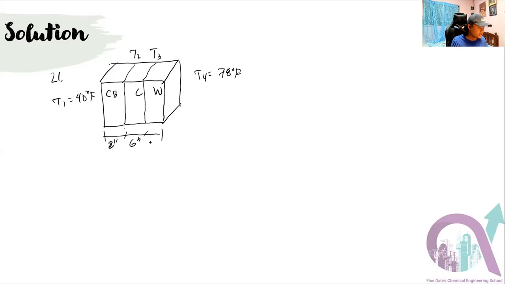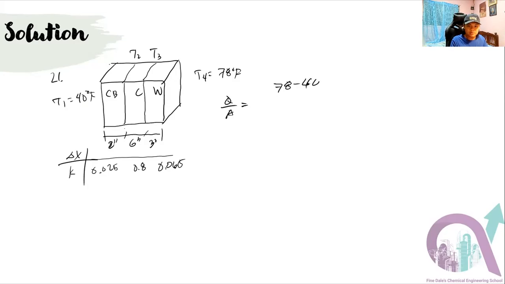So you have 6 inches here, and you have 3 inches here. So this is what she taught us in listing the x, and you have your k, right? So you have 0.025 here, then you have 0.8 here, then you have 0.065 there. So just get the heat flux across from T1 to T4. So you have 78 minus 40, then you have 2 over 12.